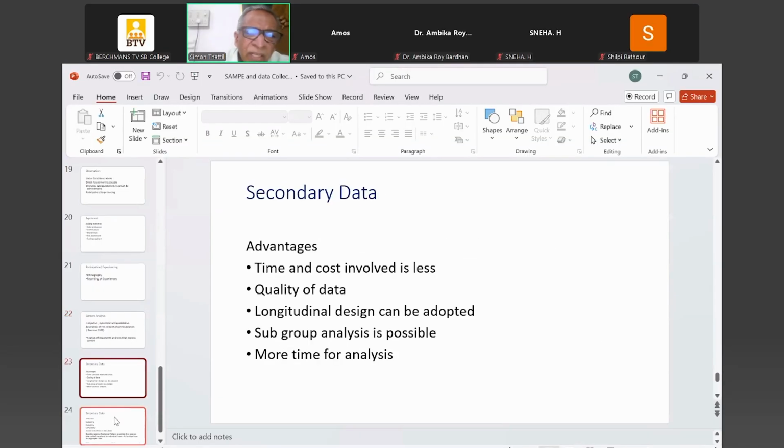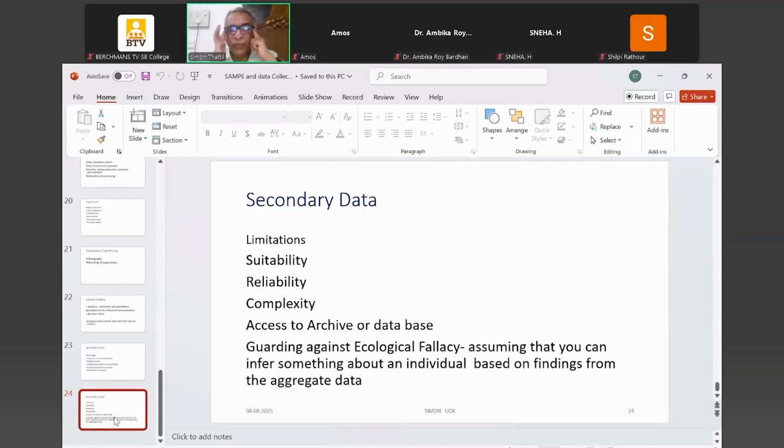Yeah, okay. Secondary, the last part, just one more slide which is missing. I'll just put that across.